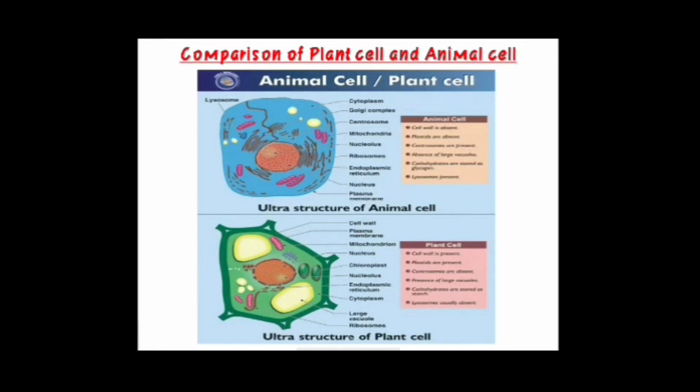Now, what do you mean by centrosomes? Centrosomes are certain organelles which are only present in animals because they help in the cell division process. Okay. Then absence of large vacuoles in animal cell and presence of large vacuole in plant cells. Carbohydrates are stored as glycogen in the animal cells, whereas carbohydrates are stored as starch in plant cells. Right? That is why we perform the starch test in the leaf of the plant.